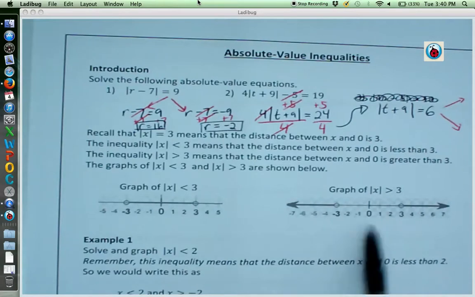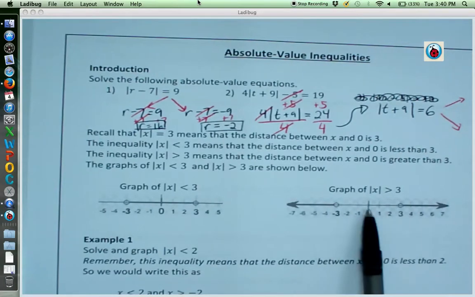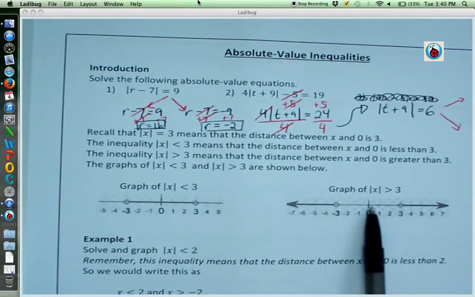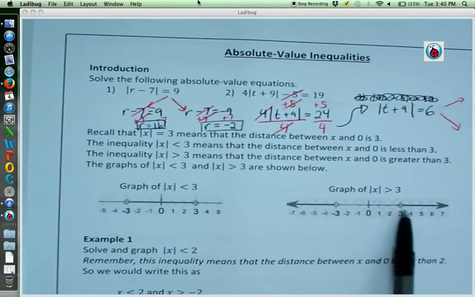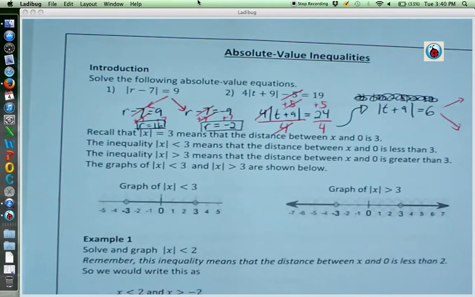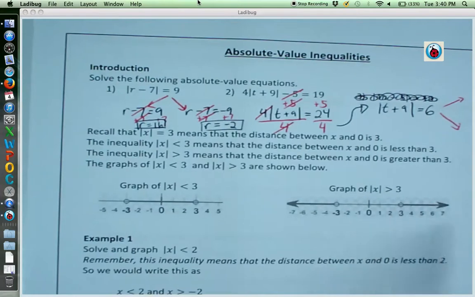I cannot go 2 to the right or 2 to the left. That would be too short of a distance. I can't go 1 to the right or 1 to the left. That would be too short of a distance. I also can't go 3 to the left or 3 to the right. That would be too short. It has to be more than 3. So this graph shows that possibility: everything to the left of negative 3 and everything to the right of positive 3. It's kind of the exact opposite of the graph before.